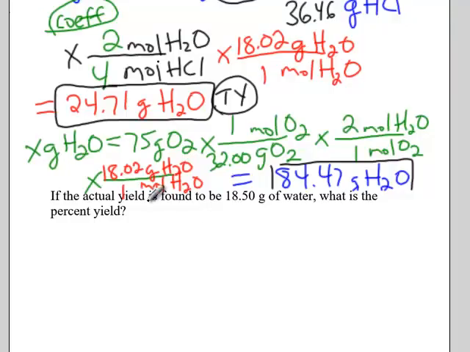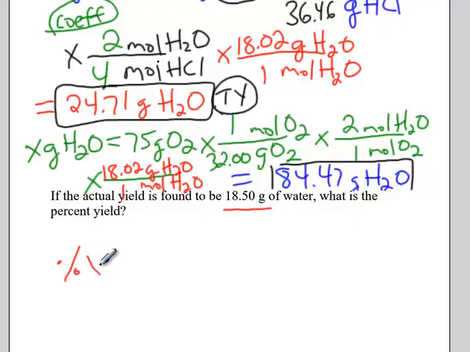Now from the previous problem, we found our theoretical yield, we found our limiting reactant. There's no way to get the actual yield without more information. So the most common way to find the actual yield is to go in the lab and actually do the experiment. So in this case, let's say that the amount that we actually made was 18.5 grams of water. And we want to know what's the percent yield.